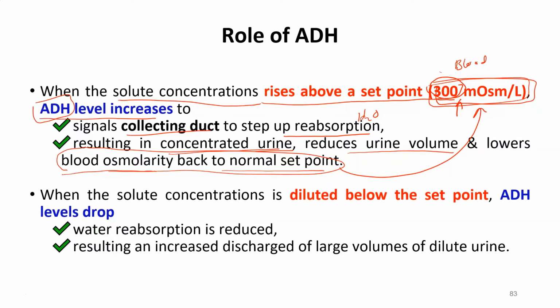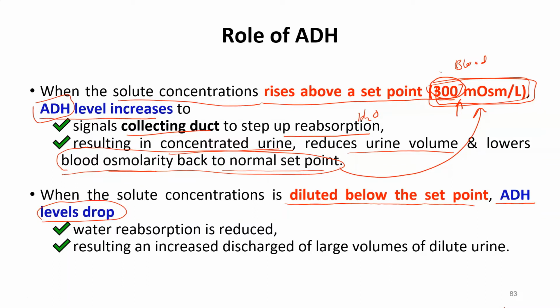Okay, so when the solute concentration is diluted below the set point, like what you have done for your experiment, where you have to drink a lot of water, so you have plenty of water in your body and in your blood, so the excess water will need to be removed from your body, so therefore the ADH level will drop. Okay, so the amount of ADH produced and secreted will be reduced.